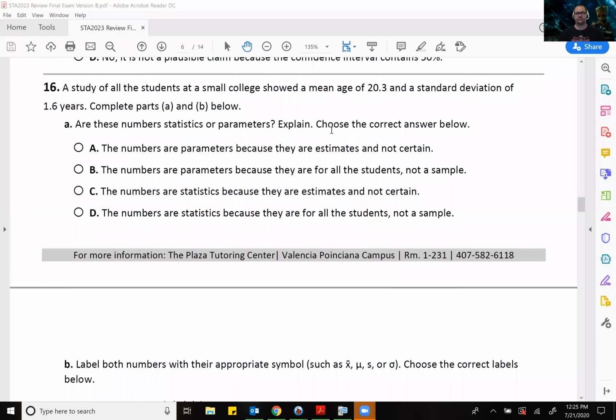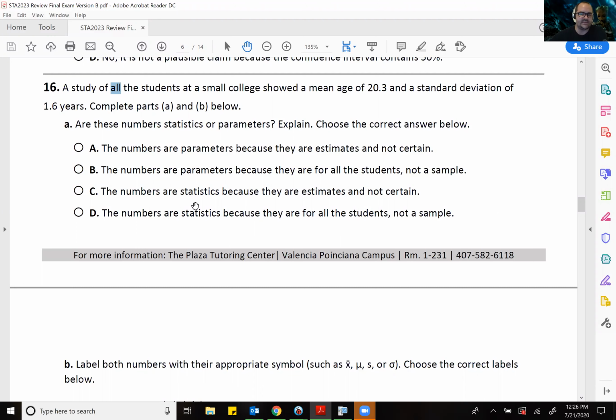Okay. So 16 says a study of all the students at a small college showed a mean age of 20.3 and a standard deviation of 1.6. Complete parts A and B below. Part A says, are these numbers statistics or parameters? Explain and choose the correct answer. Because we are talking about everybody, that's the population, which means it has to be a parameter. So we need something that says that down below.